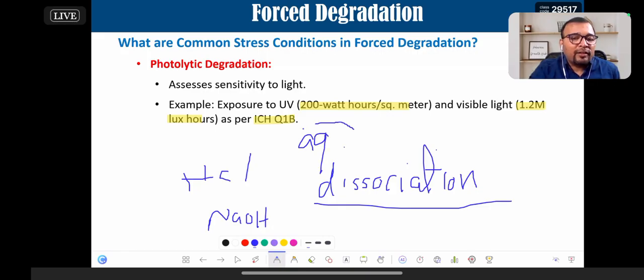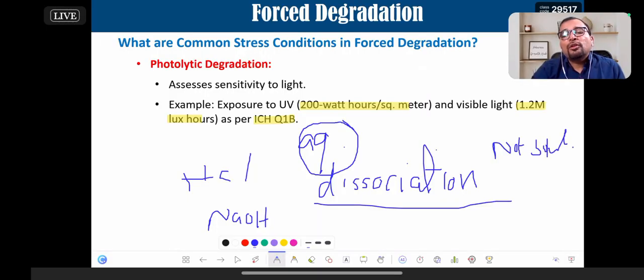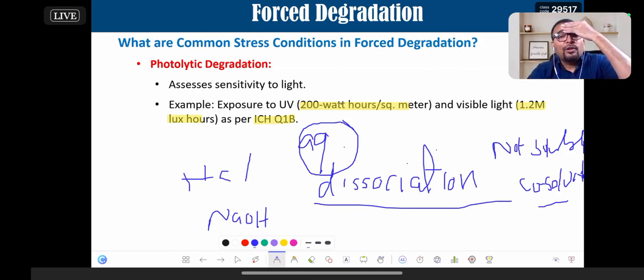Now, there could be a question: okay, I understand that dissociation is required, but my API, my drug substance, is not soluble in the aqueous medium. For such a condition, you can use a co-solvent. Co-solvent is very well used. You can use methanol, IPA, or DMSO as a co-solvent, and the co-solvent is for solubilization of your compound or drug substance.